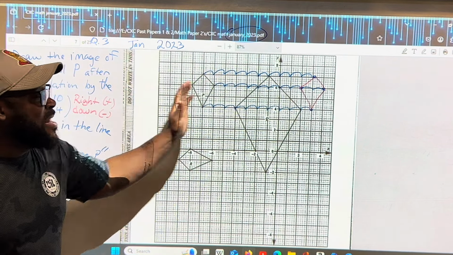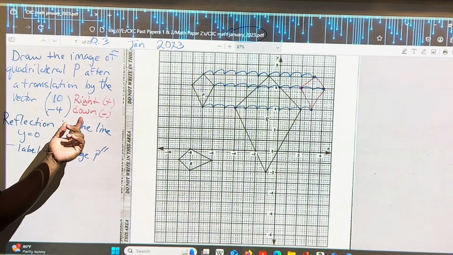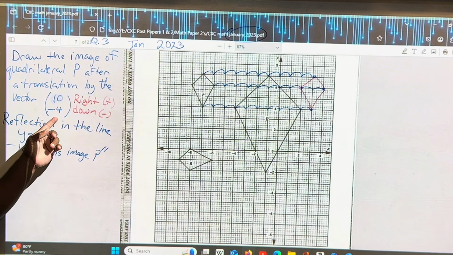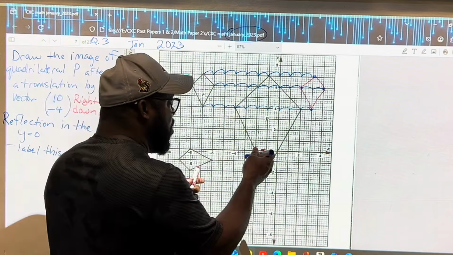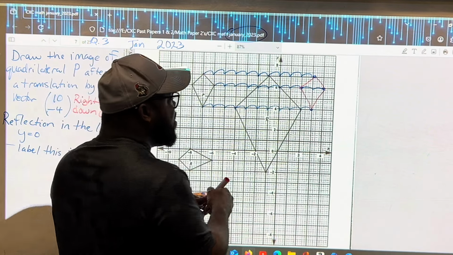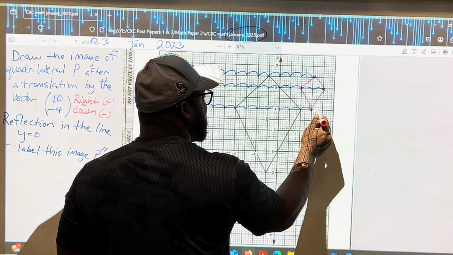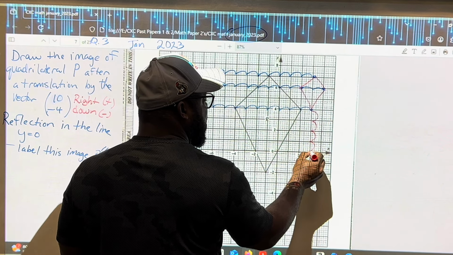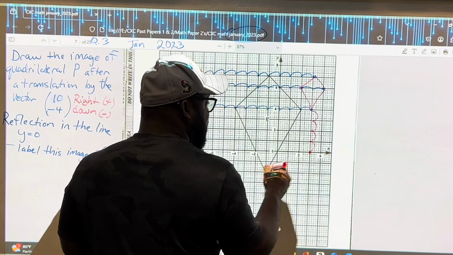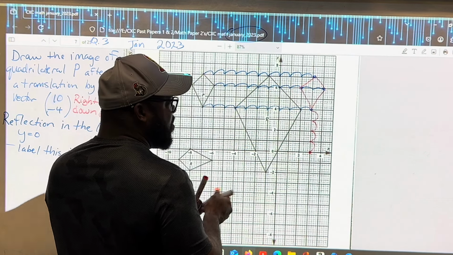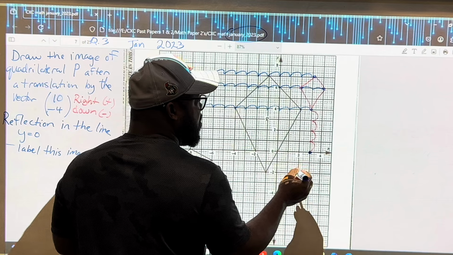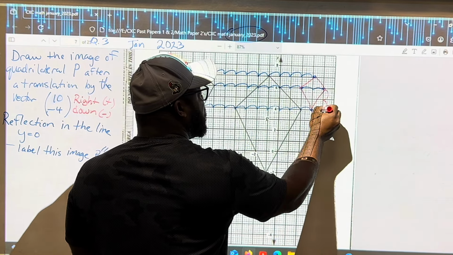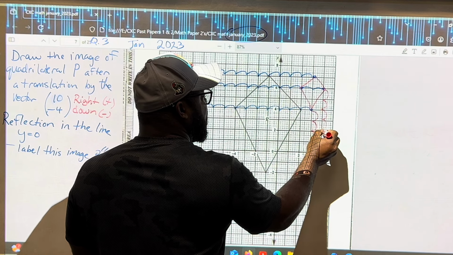Now when you have gone 10 across, the next instruction is to go what? Everybody? Go down 4. Good. Let's go down 4. Let's choose this point. Let's go down 4 from this point. 1, 2, 3, 4. That's the bottom part, okay? Let's go down 4. 1, 2, 3, 4.